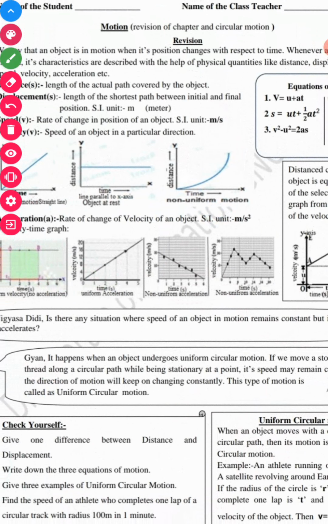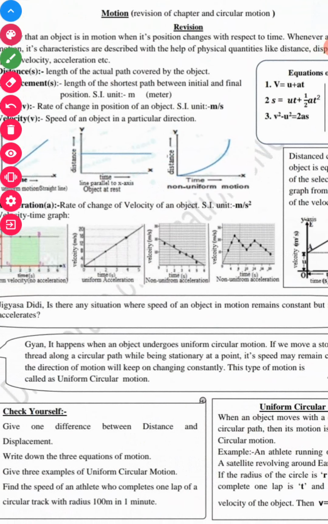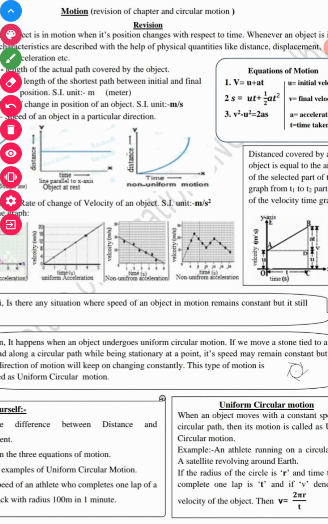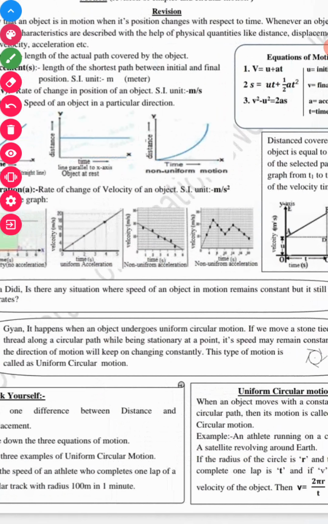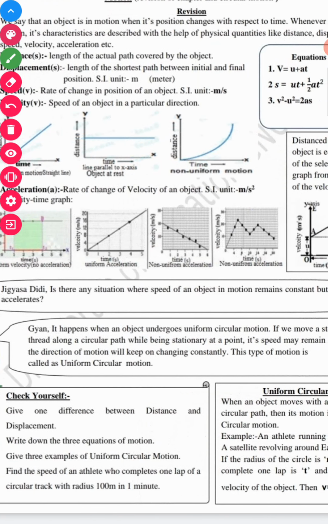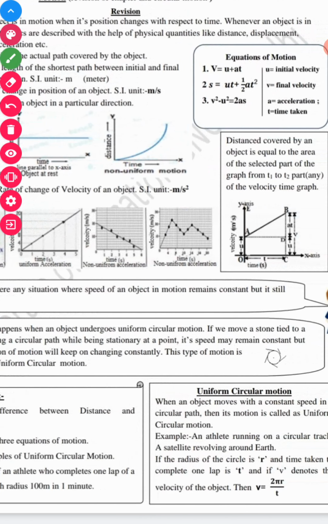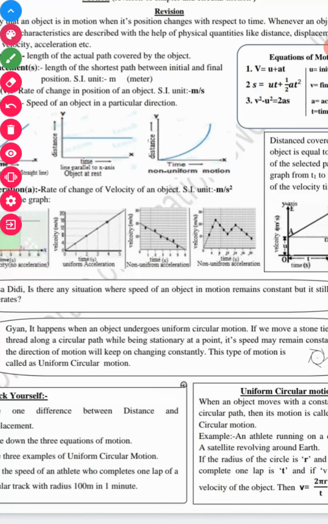Gyan asks, Didi, is there any situation where the speed of an object in motion remains constant but it still accelerates? Yes. It happens when an object undergoes uniform circular motion. If we move a stone tied with a thread along a circular path, the speed may remain constant, but the direction of the motion keeps on changing, and this type of motion is called uniform circular motion.